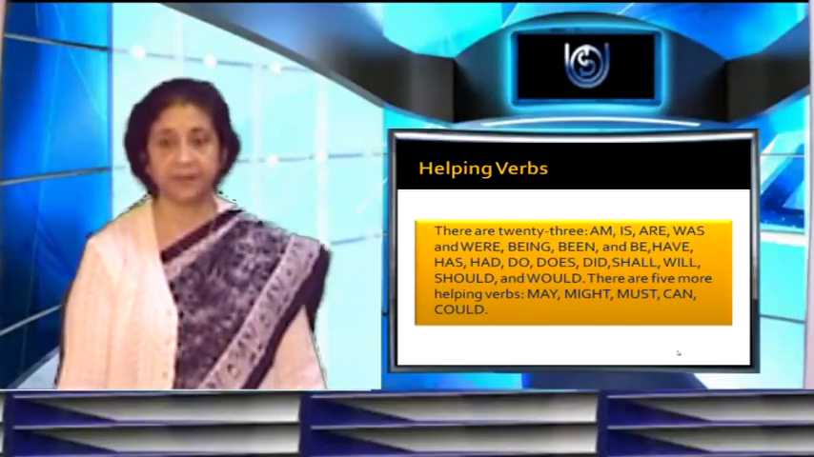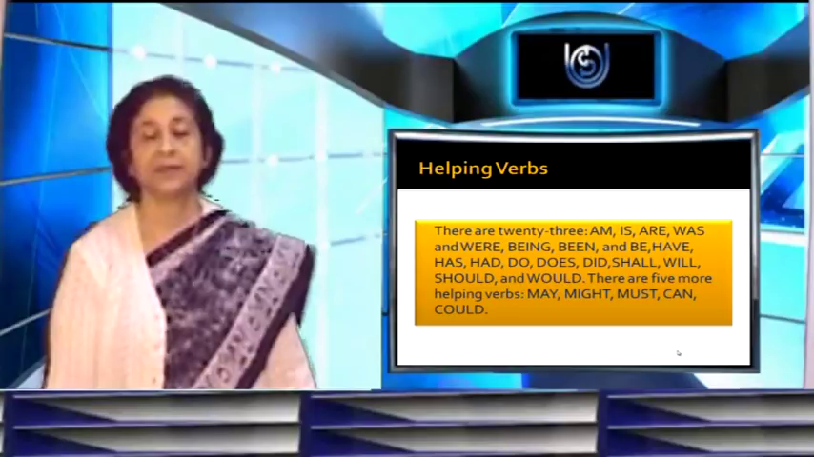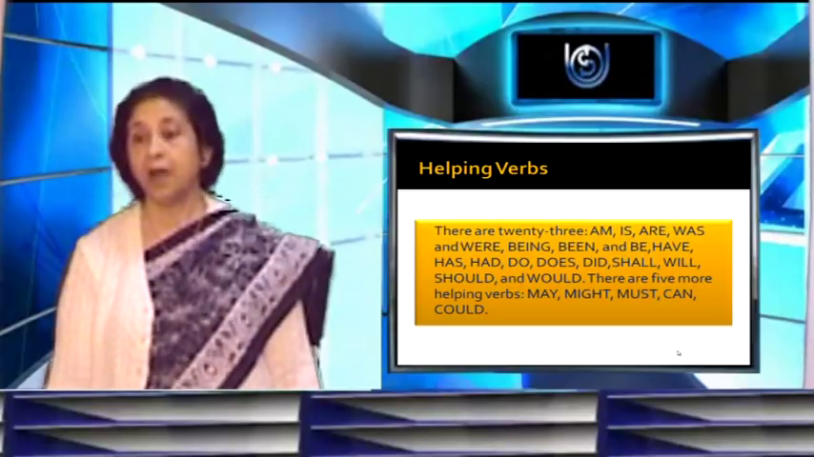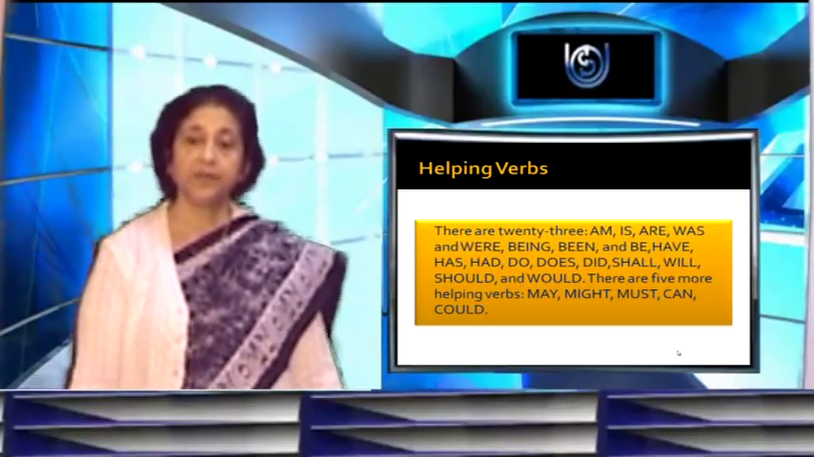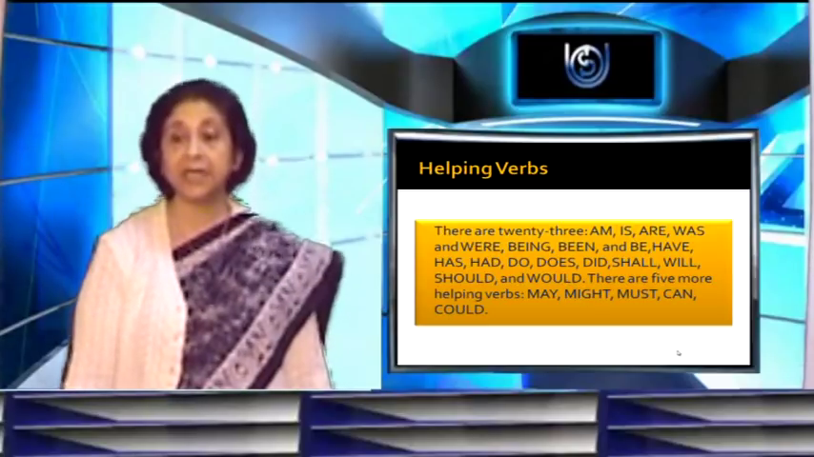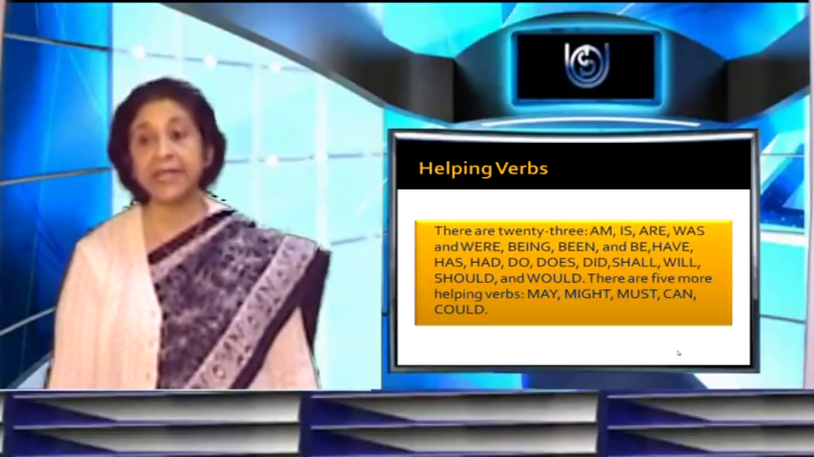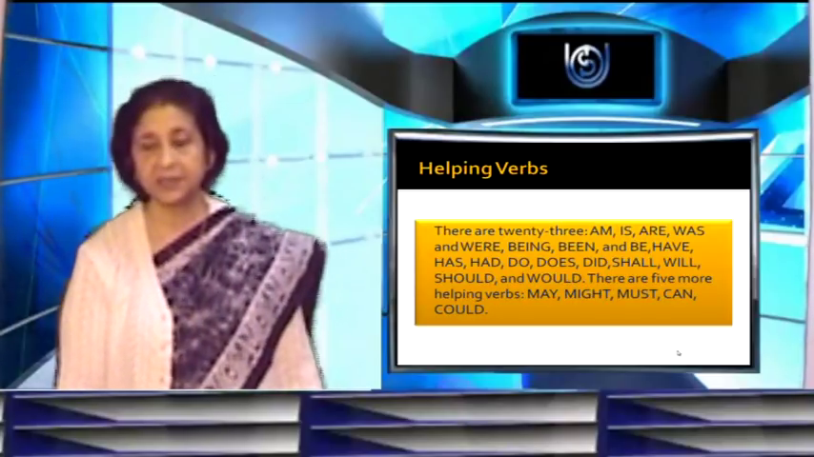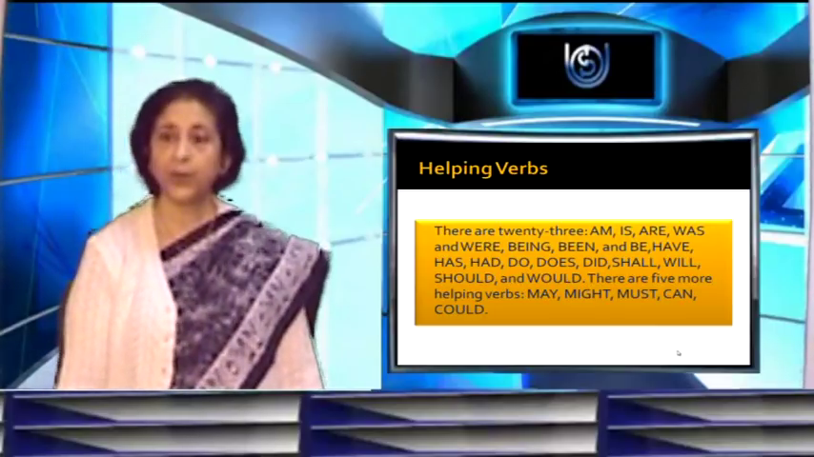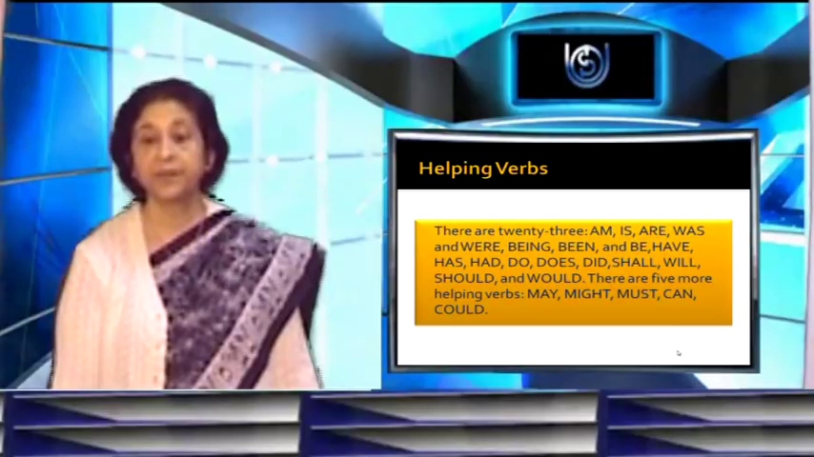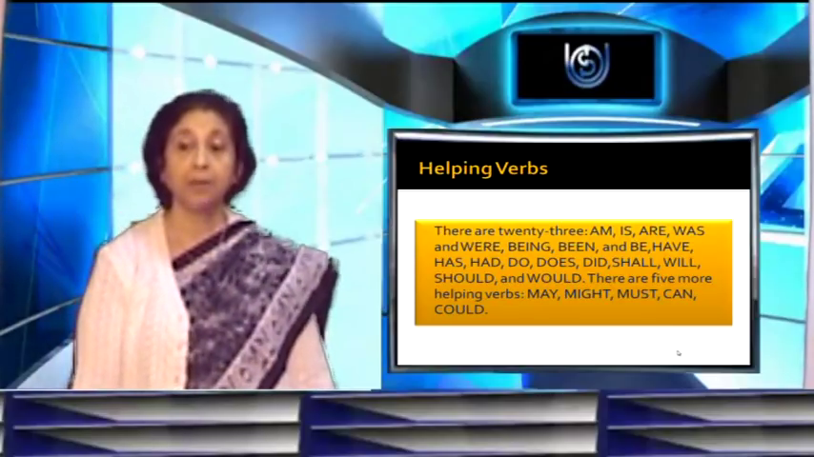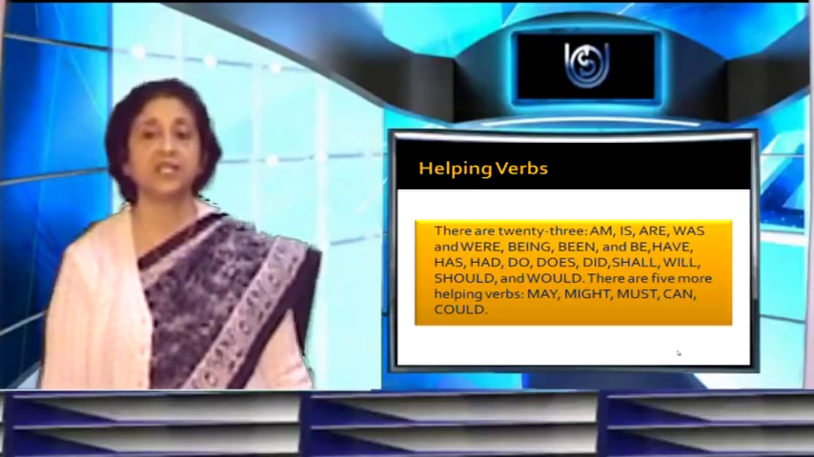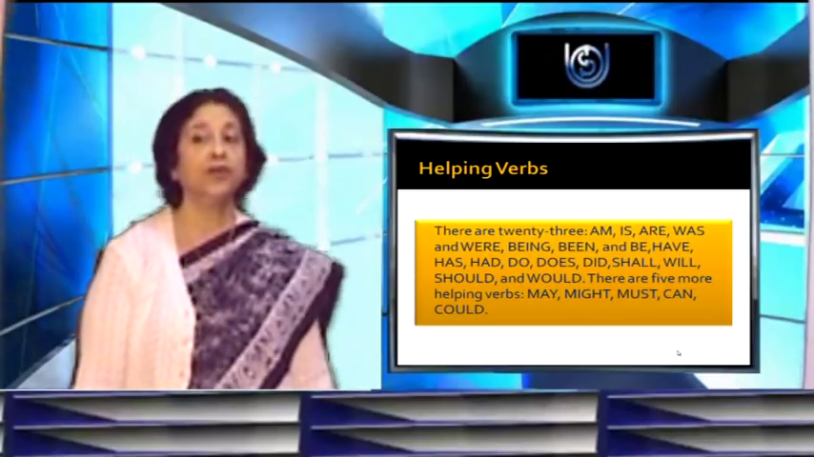Now come the helping verbs. There are 23. What are these 23? Look at the screen. Am, is, are, was, were, being, been, be, have, has, had, do, does, did, shall, will, should, and would. And there are 5 more: may, might, must, can, could. There is a long list I have given to you about the helping verbs.